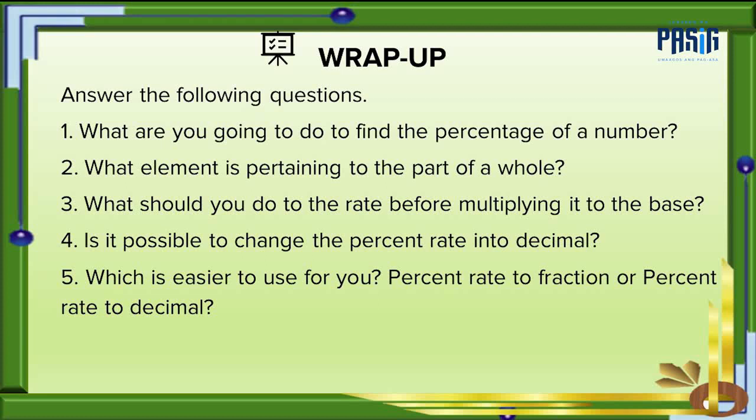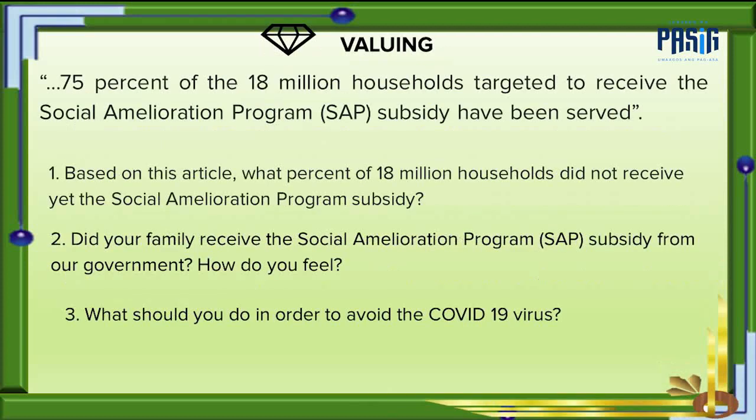Let us now proceed to the valuing. 75% of 18 million households targeted to receive the Social Amelioration Program (SAP) subsidy have been served. Okay, question number 1. Based on this article, what percent of 18 million households did not receive yet the Social Amelioration Program subsidy? Number 2. Did your family receive the Social Amelioration Program SAP subsidy from our government? How do you feel? And number 3. What should you do in order to avoid the COVID-19 virus?